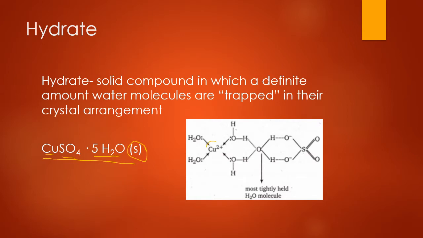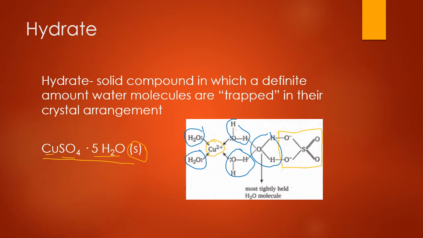It's copper 2 sulfate, so it's the copper 2+ ion. Then we have the sulfate ion over here with a 2- charge. For every 1 copper ion and for every 1 sulfate ion, we have 5 water molecules. And you can count the water molecules here too. There's 1, there's 2, 3, 4, and 5.